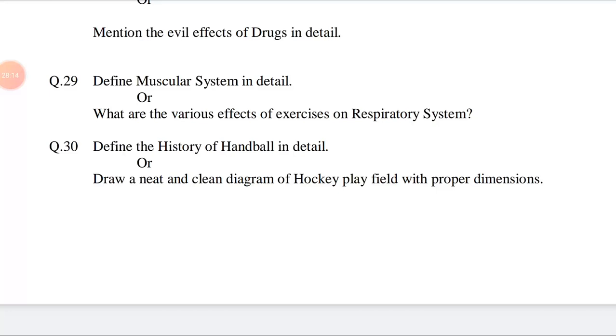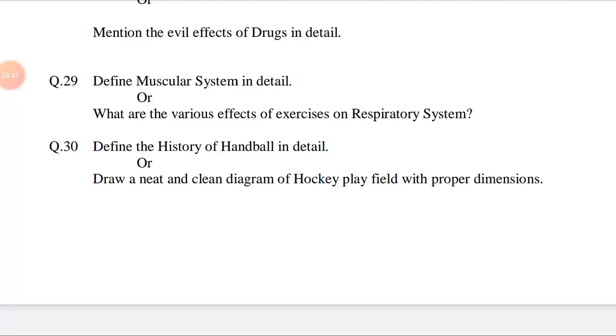Draw means produce by making lines on paper with pencil. Neat means tidy. Clean means good. Diagram means drawing or structure. Playfield, a playground for outdoor activities. Proper means actual, real, genuine.